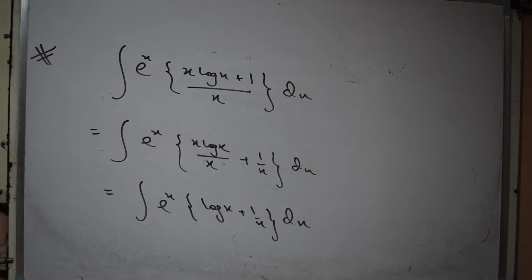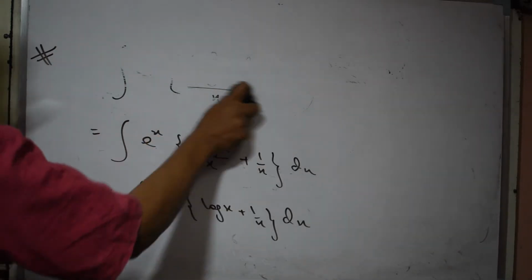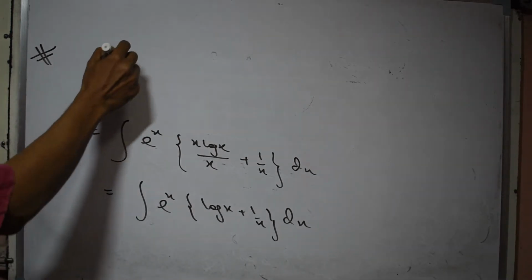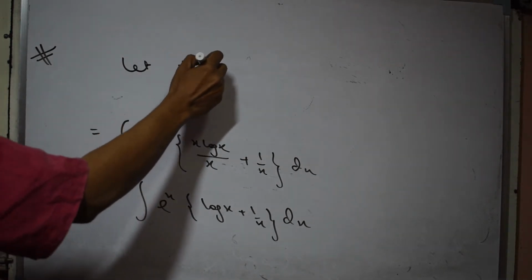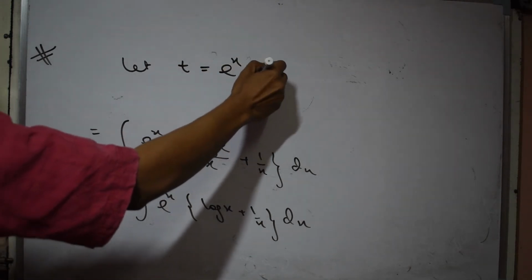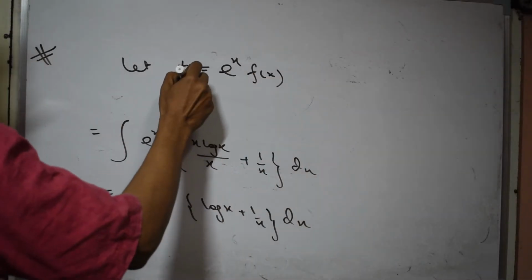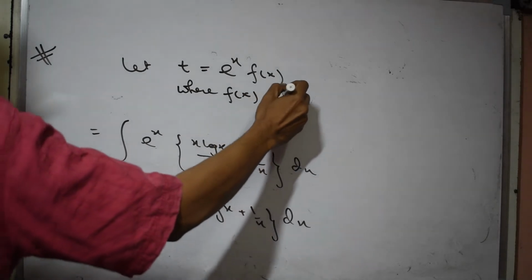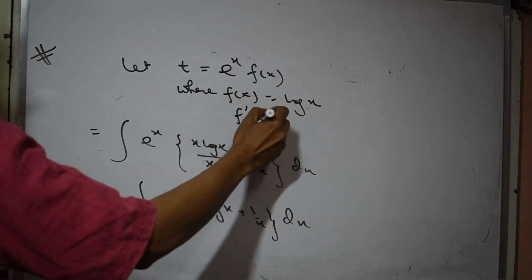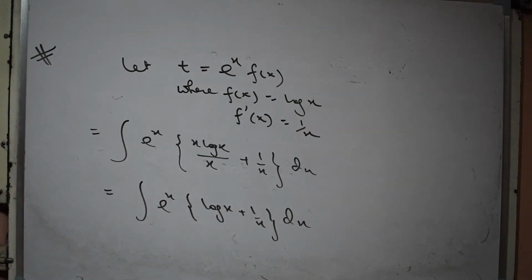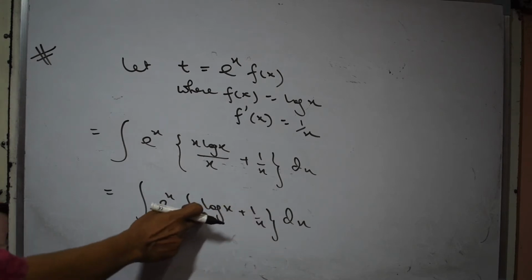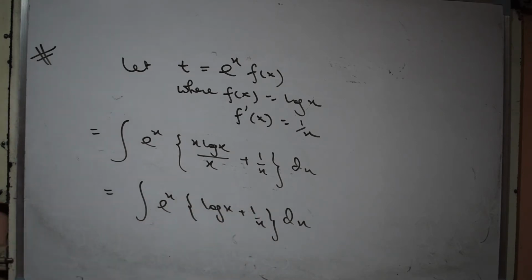The rule of this type is always to substitute. What to substitute? e to the power x f(x) is to be substituted. That means we will always let t is equal to e to the power x into the function. Which function? The function is log x, because if you differentiate it, f dash x is 1 by x. So now we are finding the concept of the typical type. Log x plus 1 by x: log x is f(x), 1 by x is the derivative of f(x), that is f dash x.